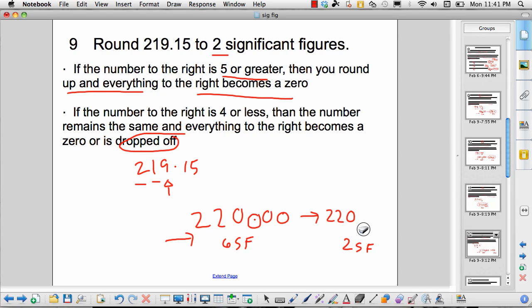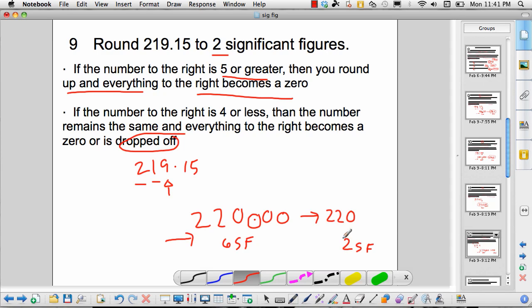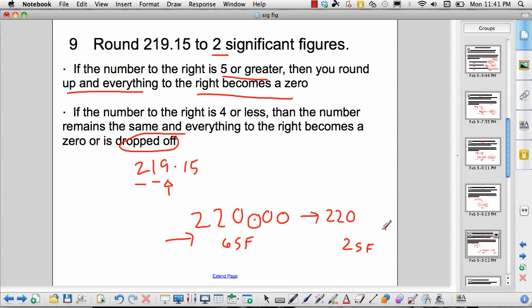If I drop this 0 off, however, it changes the way that I count. Because I no longer have a decimal, I'm going to count from the right side, the Atlantic side, and I go past that 0, so I only have 2 sig figs. So my rounded answer with the appropriate number of sig figs being 2 is 220.